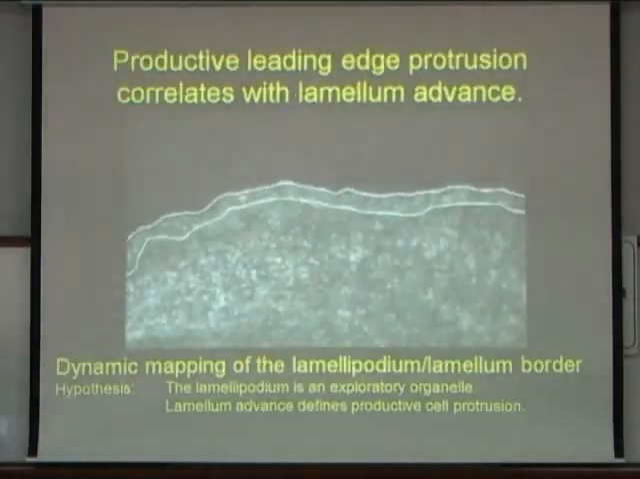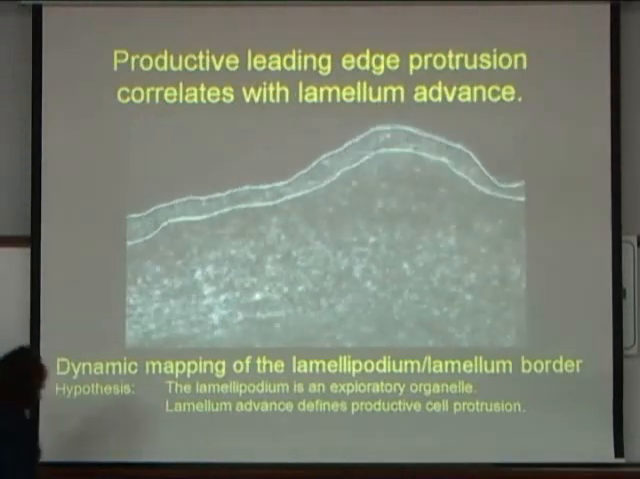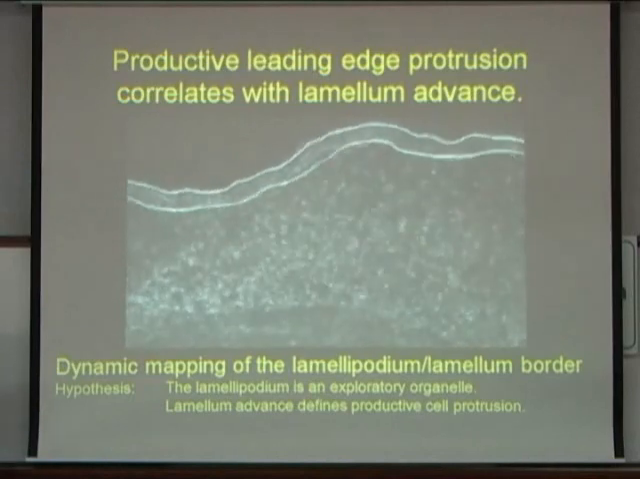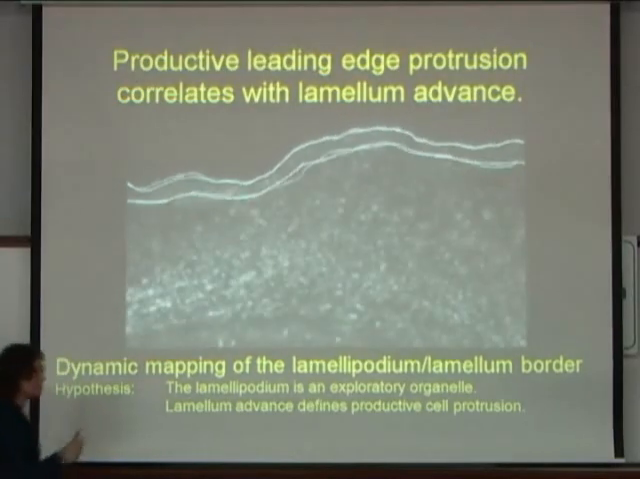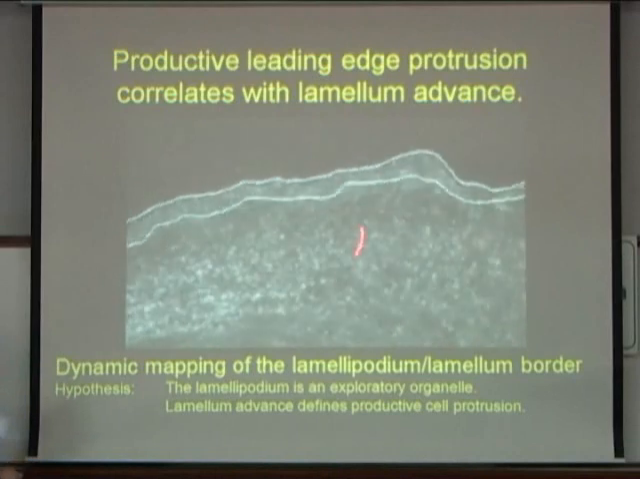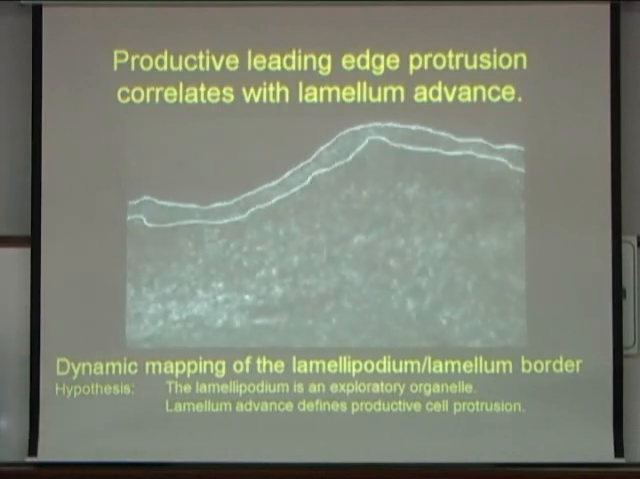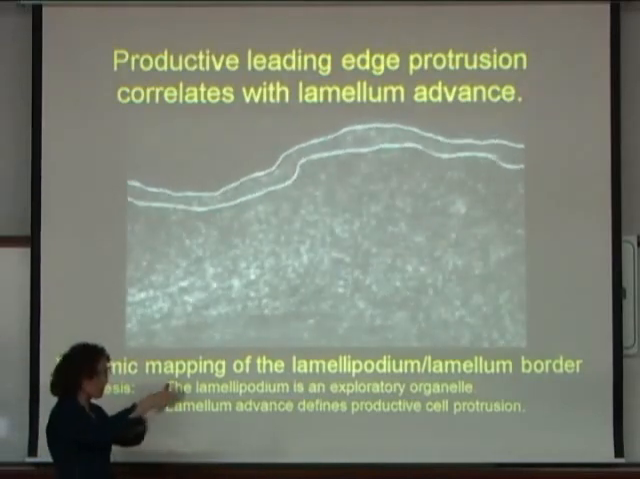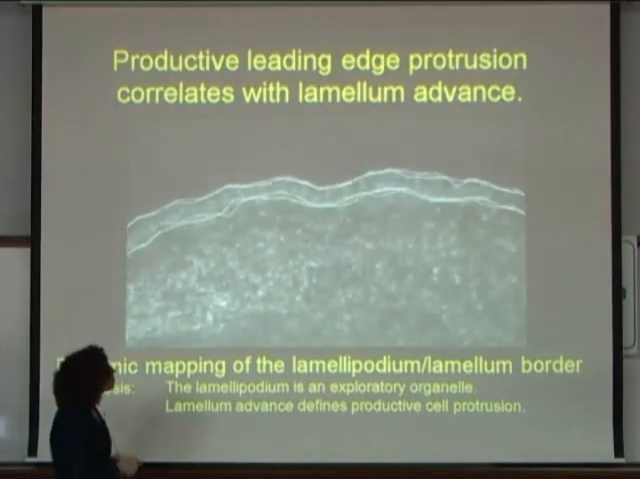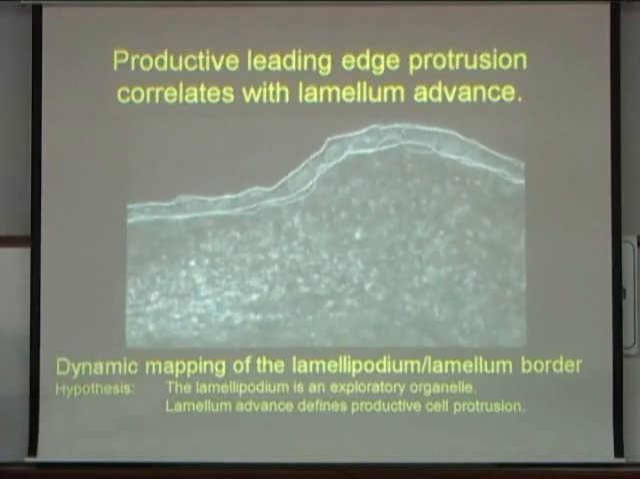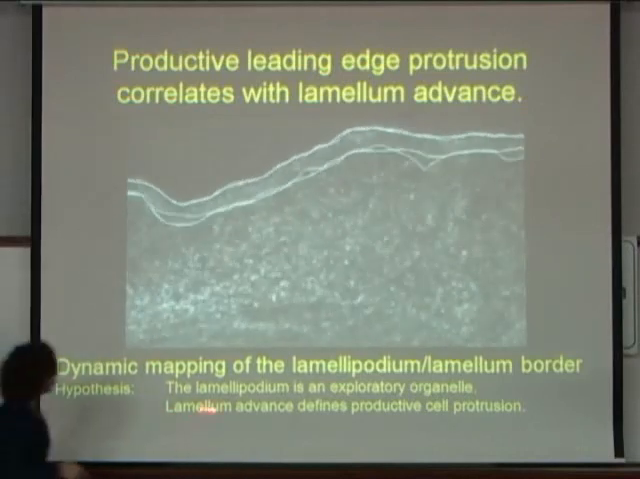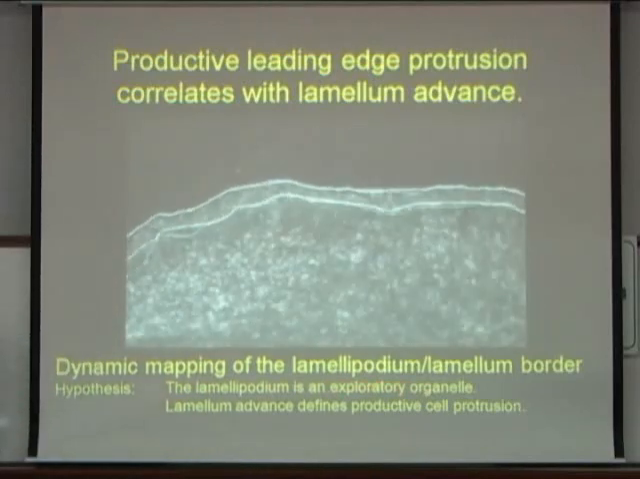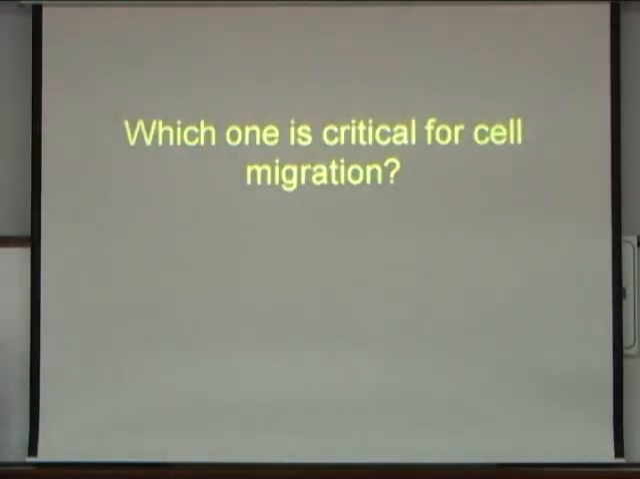So the question is, which one's the important one for cell migration? So we map this lamellipodium-lamellum border, and I think in this case it was mapped by the maximum flow speed gradient. And what we see is that when the cell undergoes a productive advance, it's not the lamellipodium. The lamellipodium sort of fluctuates in width over time, but what happens is you get an expansion of this lamellum structure. It looks as if the lamellum expansion may be the critical step for migration. So we wanted to test this hypothesis.